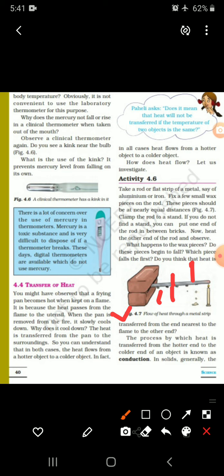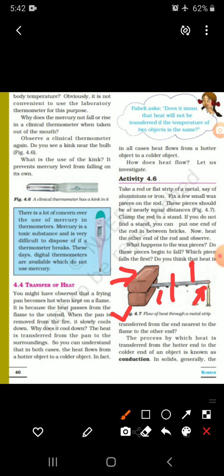If you do not get a stand, you can use bricks and fix the rod between these bricks. Now heat the other end of the rod like this and observe what happened. Do the wax pieces begin to fall? Yes.